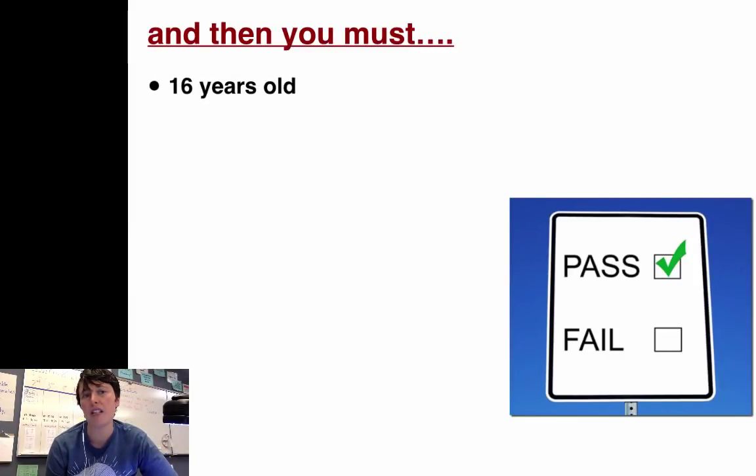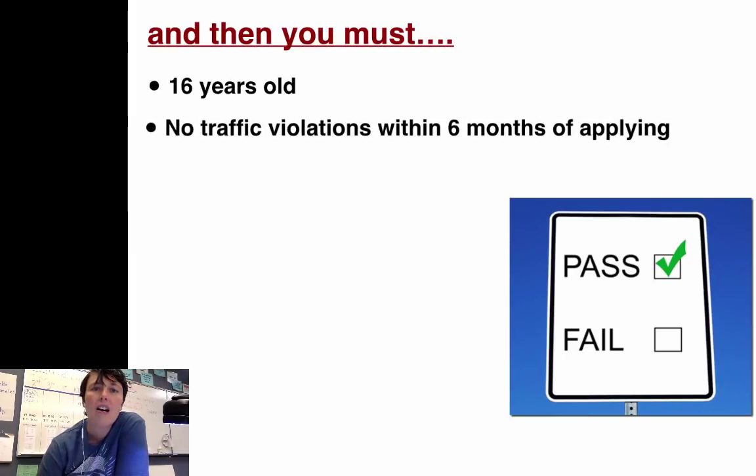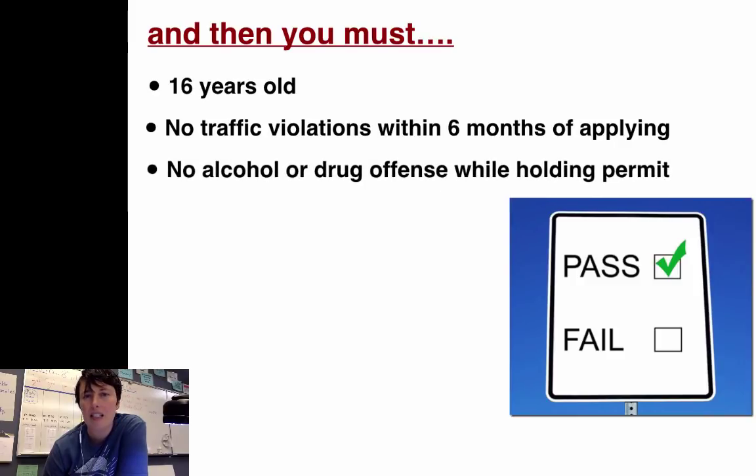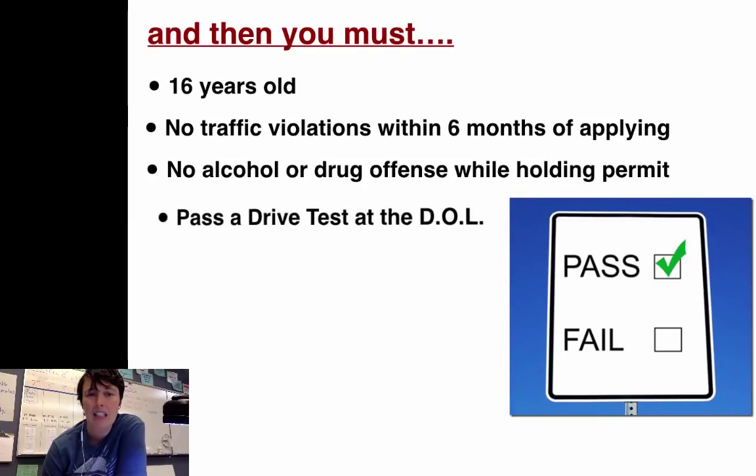Then here are some other things. You got to turn 16. You can't be below the age of 16. You can't have any traffic violations within the 6 months that you apply. So if you get pulled over and get a ticket or anything like that, you won't be able to get your license for at least 6 months. No alcohol, no drug, obviously, offenses. If any of that shows up on your record, you're not going to get a chance to get your driver's permit, or your license, until at least 18.